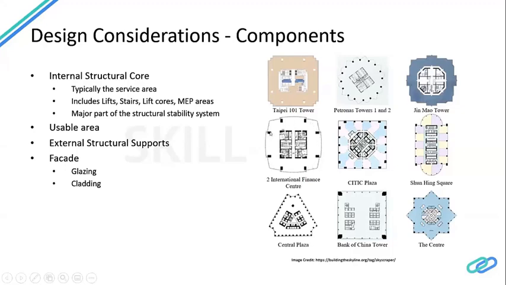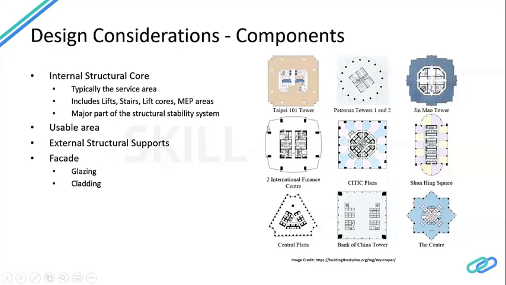So these two together form the main structural system of any building. And this will typically be across most of the towers, if you see. So everywhere you will have an internal structural system and then an external structural system. And finally, we also have the facade.